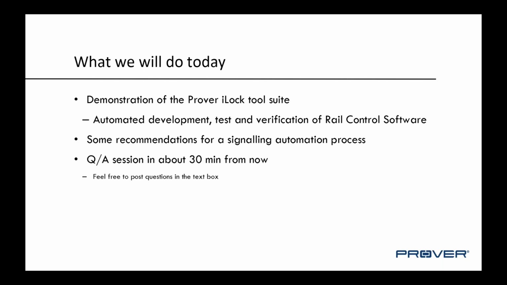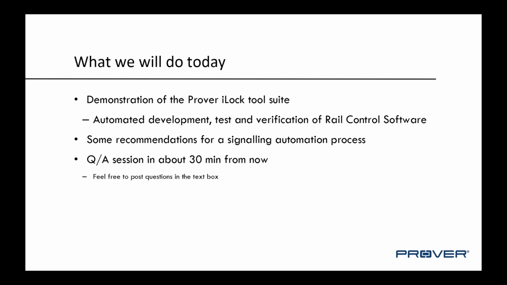Today, the main topic is the demonstration of our Prover iLock tool suite that will cover automated development, test, and verification of rail control software. And in this particular case, it's software for a small interlocking that we will look closer at.